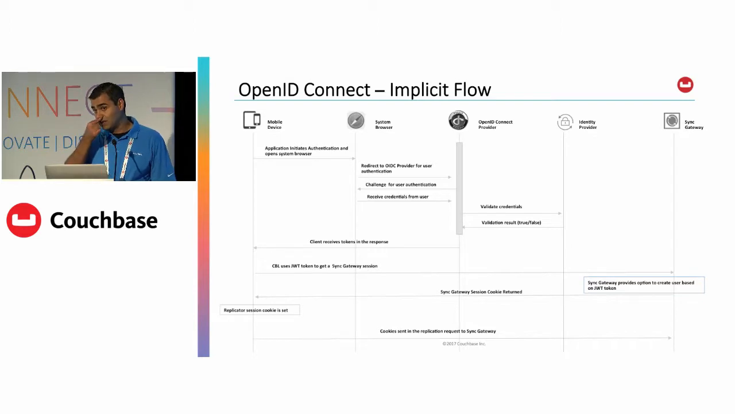Sync gateway would allow you to create a user based on that JWT session, and then sync gateway session cookies are returned back to Couchbase Lite. That session cookie is again set into the replication headers, which means that any replication happening subsequently between Couchbase Lite and sync gateway is happening over a secure channel, in the context of the authenticated user for which the session cookie was set.